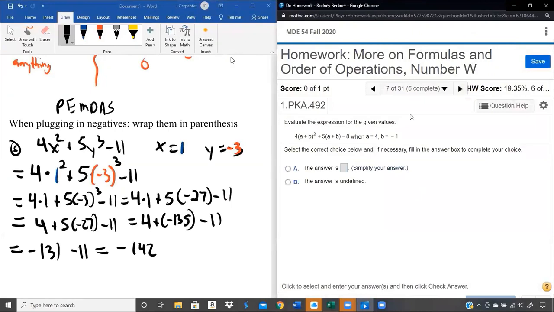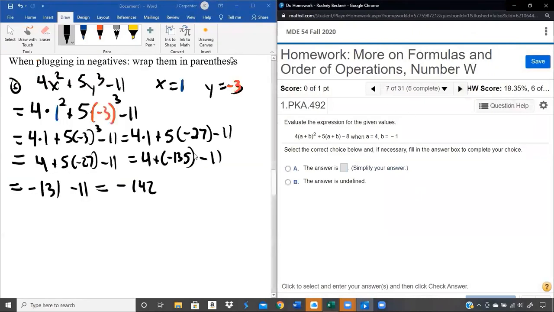We'll do one more of these, and then I'm going to move ahead to something else. This is number 7. I'm not going to rewrite the problem. I'm just going to go ahead and inject the numbers. 4, parentheses a plus b squared, then plus 5, parentheses a plus b, then a minus 8. A is 4, b is negative 1. So we're going to go 4, parentheses, a plus b, that's 4 plus negative 1.